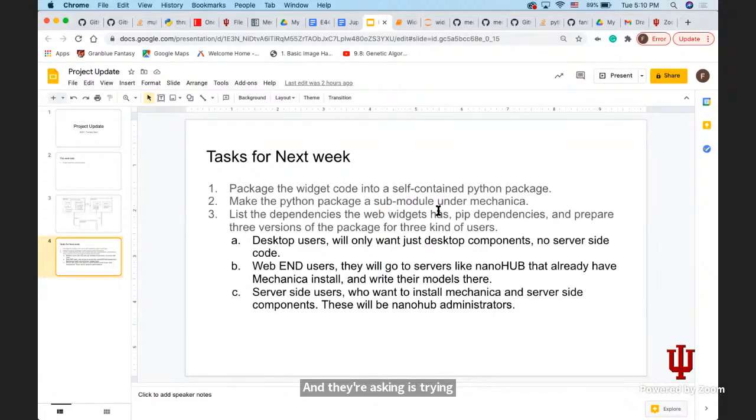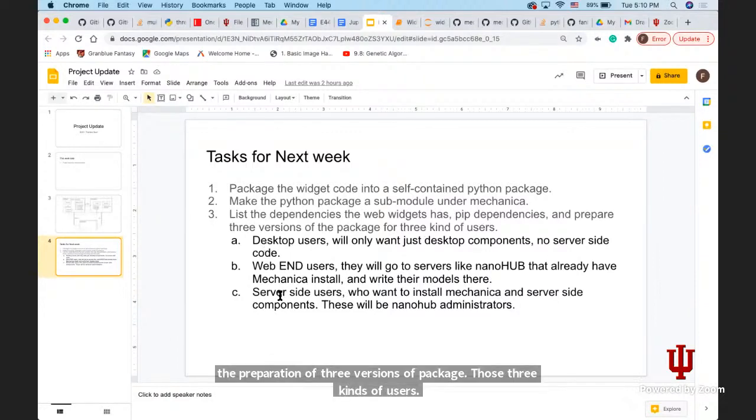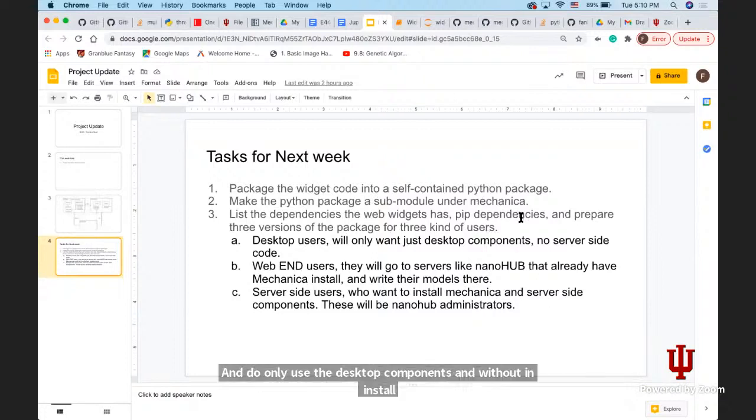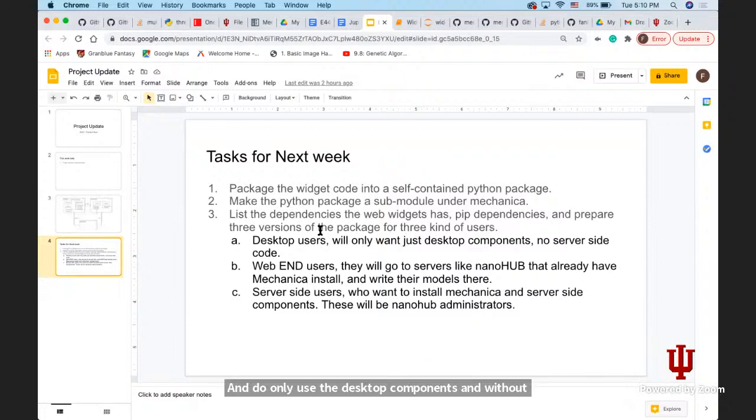The last thing is trying to make a preparation of 3 versions of the package for 3 kinds of users. So there are 3 kinds of users that may install our package. The first is only the desktop user. They will only use the desktop components and without installing the Jupyter server side. So we will not include the Jupyter server, the Jupyter notebook package for them.